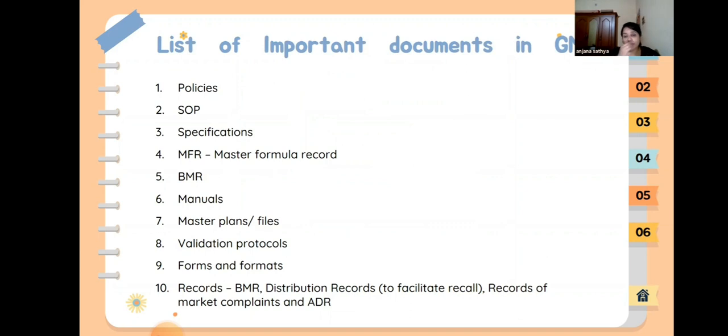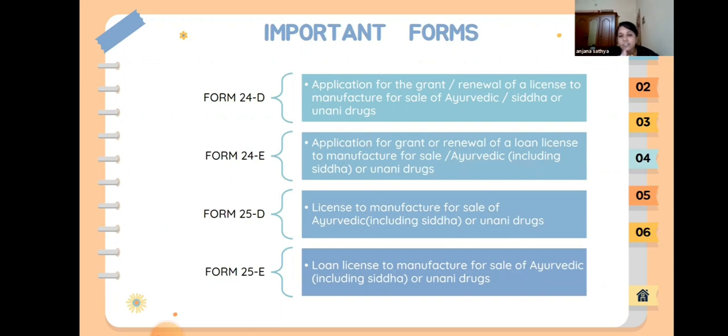And the list of important documents in GMP: policies, standard operating procedures in each section, specifications that have to be followed in each section, a master formula record, that is the formulation record, and BMR, batch manufacturing record, manuals like the Ayurvedic Pharmacopoeia of India, master plans or files, validation protocols, forms and formats related to production, and different records like distribution record, records of market complaints, and ADR. These are the important documents in good manufacturing practices. And so that ends the parts related to good manufacturing practices.